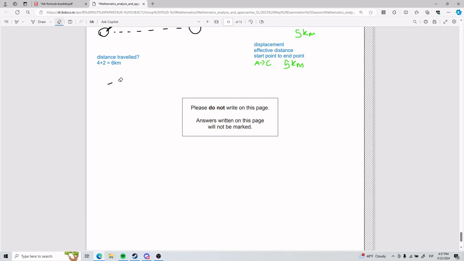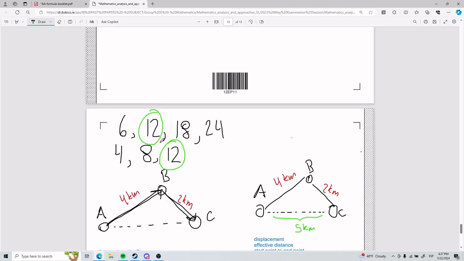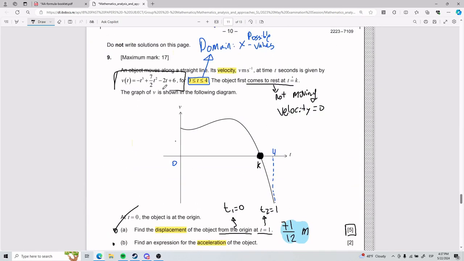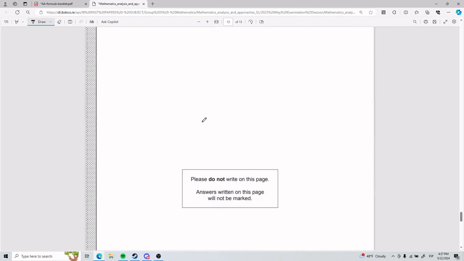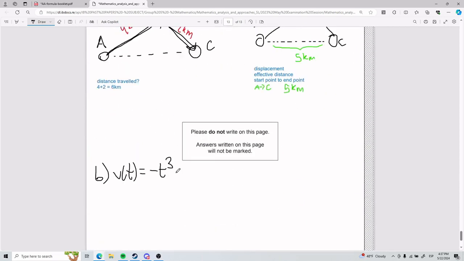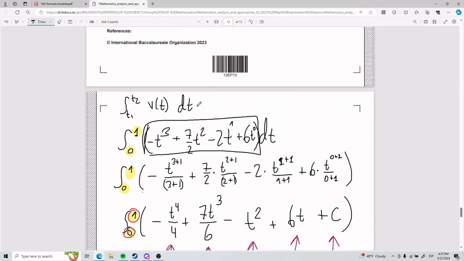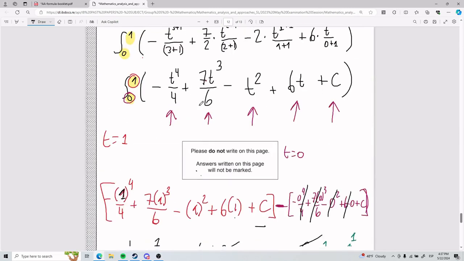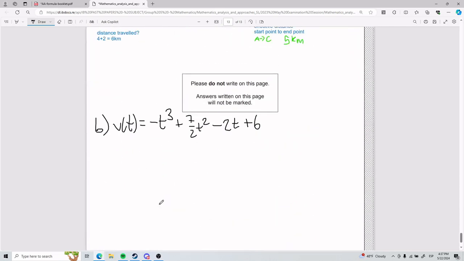So velocity, right? Let me just write it again. See? So for part B, we have velocity equals negative t cubed, which is the same one up here, guys. Okay, so negative t cubed plus 7 over 2 t squared minus 2t plus 6, if I recall, is going to be my formula or function for velocity. All right, so this is the OG function for velocity.